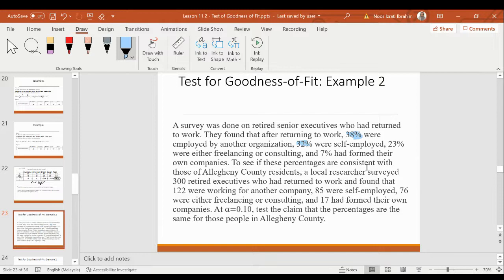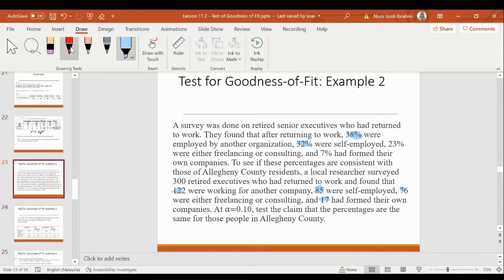To see if this percentage is consistent with Allegheny County residents, a local researcher surveyed 300 retired executives and found that 122 were working for another company, 85 were self-employed, 76 were freelancing or consulting, and 17 had formed their own company. This is the frequency given, the observation. At alpha 0.10, test the claim that the percentages are the same for those in Allegheny County.